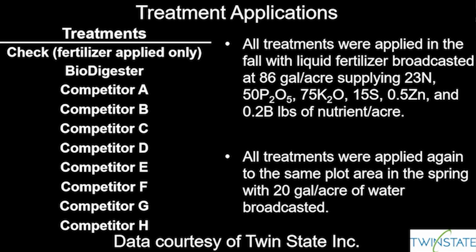So the treatments were applied in the fall. Fertilizer was broadcast at 86 gallons per acre with 23 nitrogen, 50 phosphorus, 75 potassium, 15 sulfur, and then a little bit of zinc and a little bit of boron. This was all added as a package with this biological within the soil environment. And they applied the same thing again in the spring, which relates to the planting dates, or the application dates, that we talked about earlier.